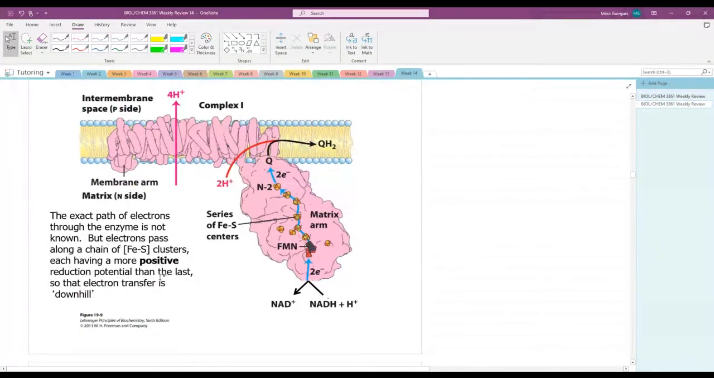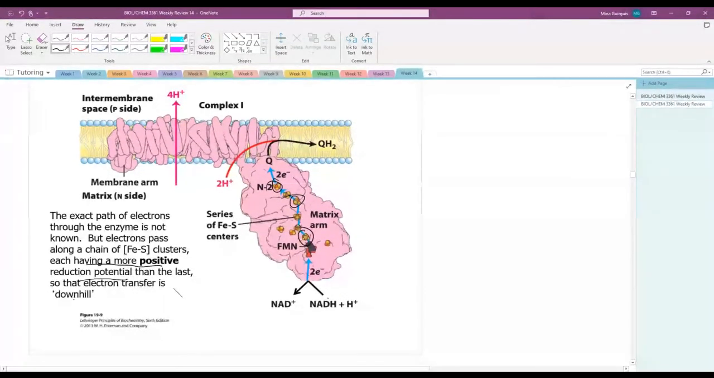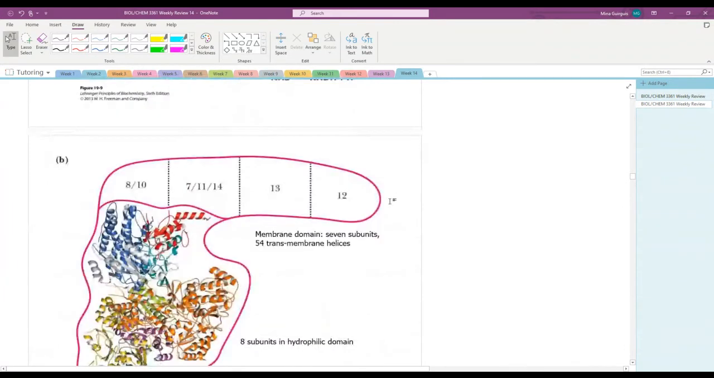So we're not certain exactly how this goes, admittedly. Science is hard, obviously, but what we do know is that this chain of iron sulfur clusters is not completely identical. So this one is different from this one, which is different from this one, and so on, because each has a more positive reduction potential than the last. And so if we think about this in terms of energy, the electron transfers all want to occur because they're all spontaneous. That's an important thing to note.